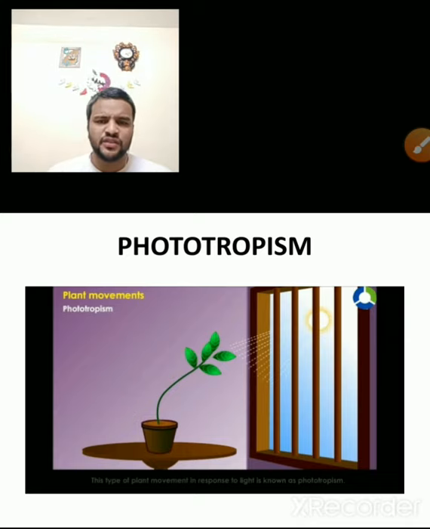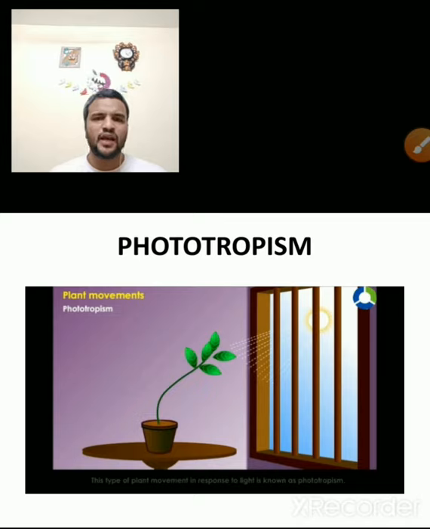So in this picture you can see that one potted plant which is kept near the window is bending towards the source of light. Source of what? Light. So what is phototropism then? Please listen carefully. A response to a stimulus such as light which leads to a growth related movement, and the movement is either towards the source of light or away from the source of light, is called phototropism.